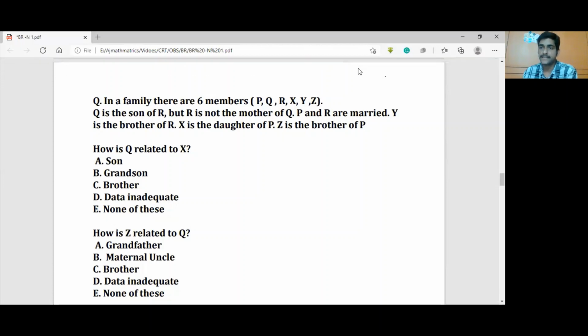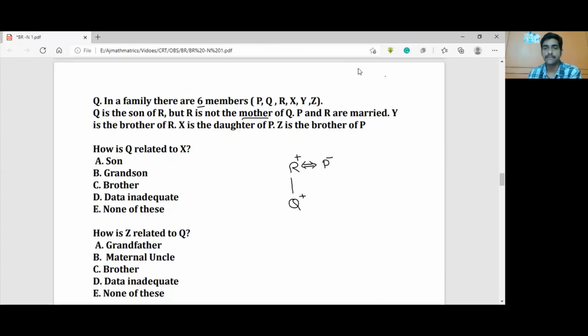Now, let's solve this question. In a family, there are 6 members, P, Q, R, X, Y, Z. Q is the son of R. But R is not the mother of Q. If R is not the mother, so R should be a father. Next, P and R are married. If P and R are married, P is the female.